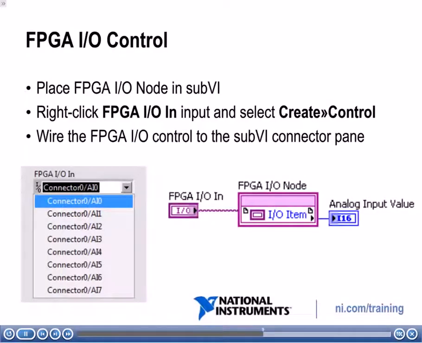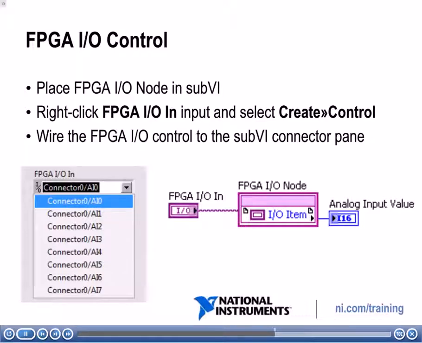Okay, so on this slide, we see how to create an FPGA IO control, which I just demoed. So basically, you would place a FPGA IO node in a sub VI. You would right-click the FPGA IO input and select Create Control. And then you would wire the FPGA IO control to the sub VI connector pane. That way, your main VI can actually access that control.